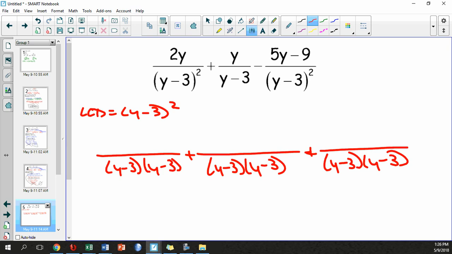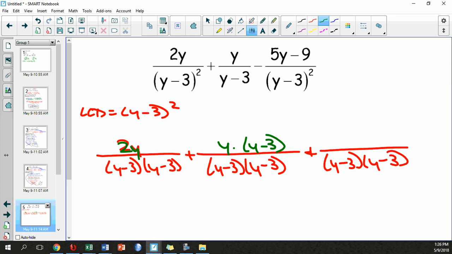How many do I have on my red? Did I change anything? No, so just drop down your 2y. Go to the second fraction. How many y minus 3's do I currently have in the second black denominator? How many do I need? So I'm going to tack on a y minus 3 and drop down the y that's currently in the numerator.